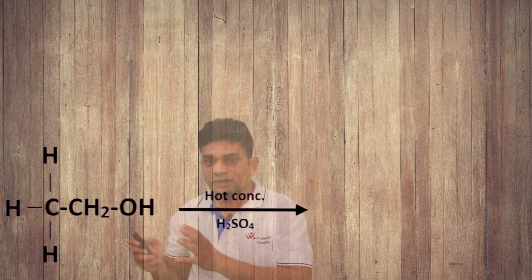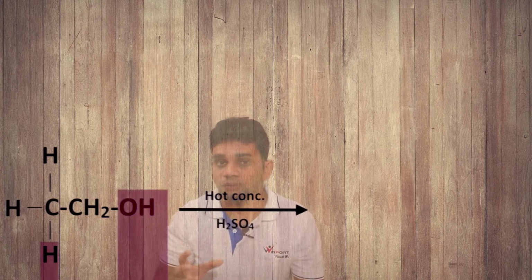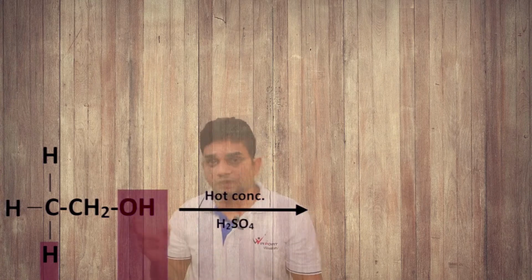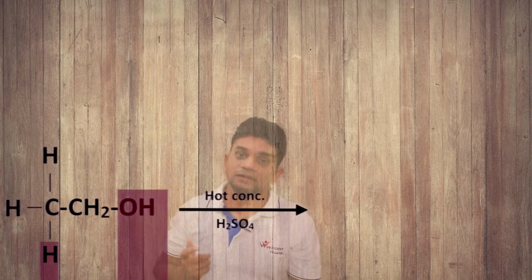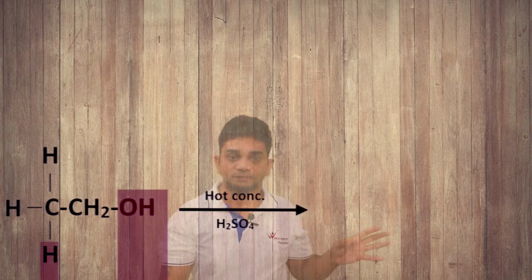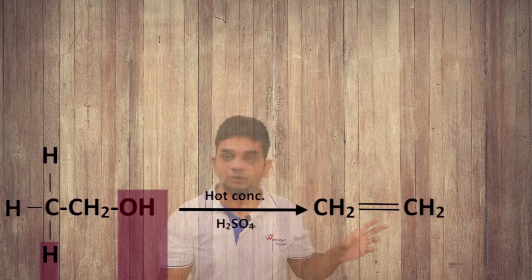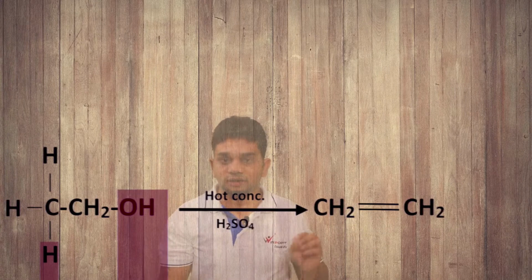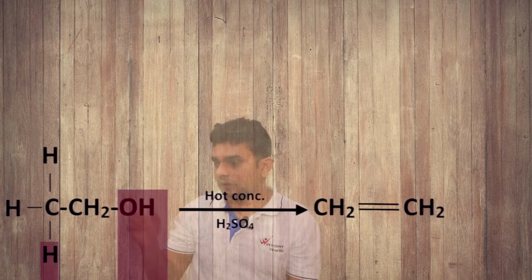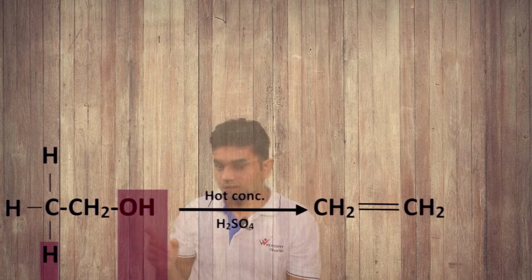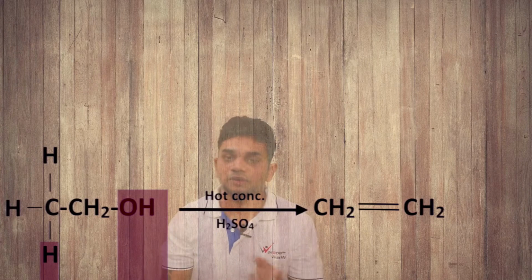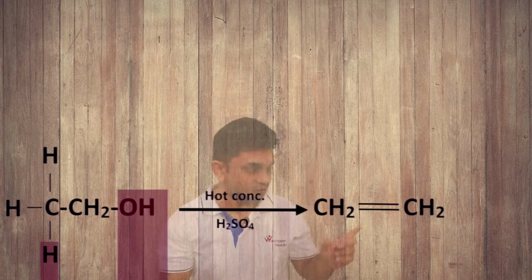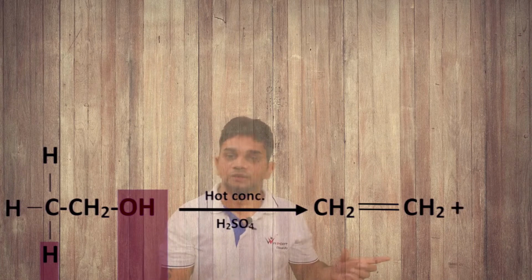So here the reaction is like this. The sulfuric acid is going to absorb H2O from this ethanol. H2SO4 is going to take one OH and one hydrogen, that is H2O. So what will be the product here? It will be CH2 double bond CH2, right? If we are removing one hydrogen and one OH from this compound, it will be CH2 and CH2, with a double bond in between the carbons. CH2 double bond CH2 plus H2O.